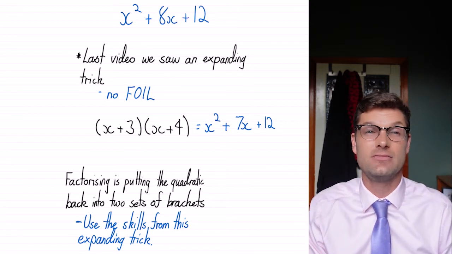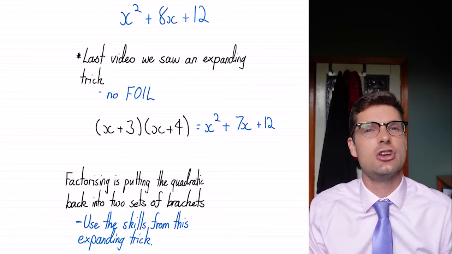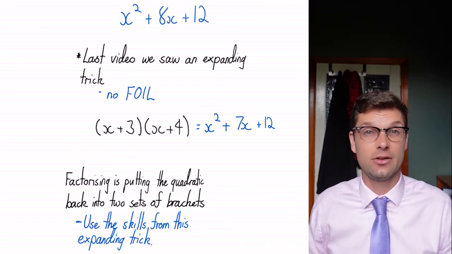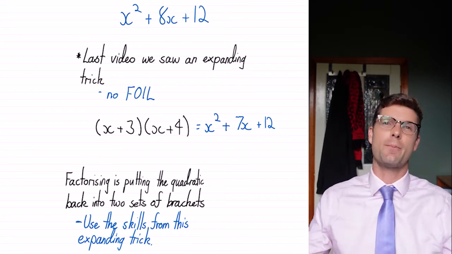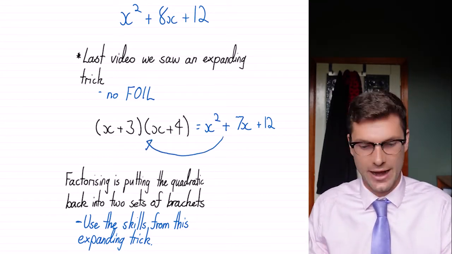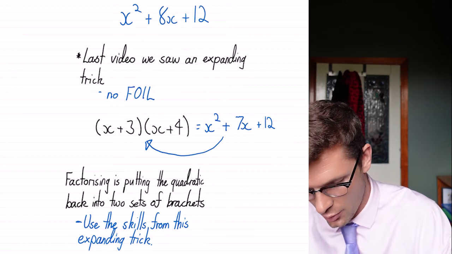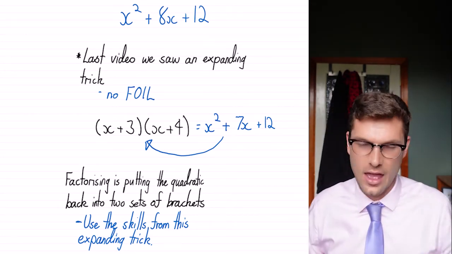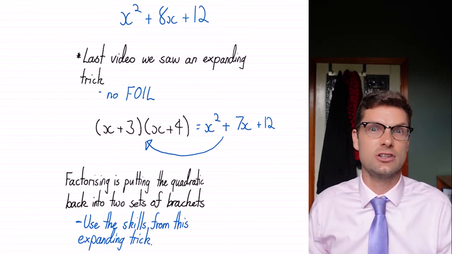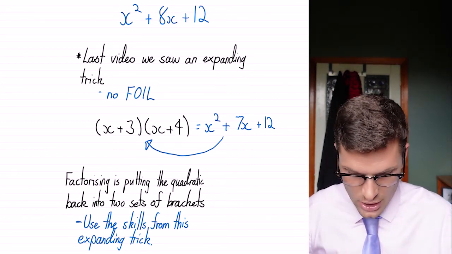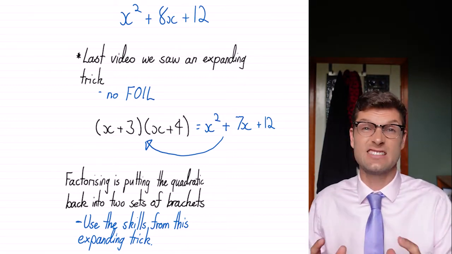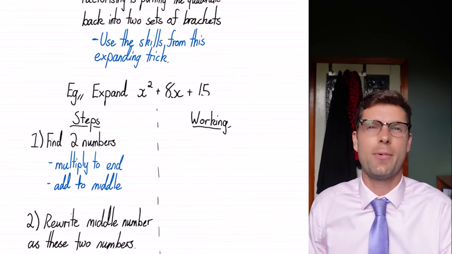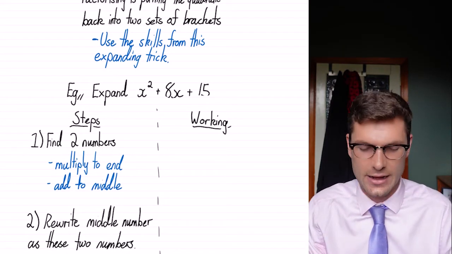I would definitely suggest practicing this before you jump into factorizing. So factorizing in this example is doing the exact same thing, but we're trying to put the quadratic back into those brackets. So instead of going this way, we're trying to go the opposite way. And we are going to use that skill that we just saw in that previous example. We're going to go through the steps and the working at the same time here. I would love for you to copy out both because the next couple examples will go in freehand.